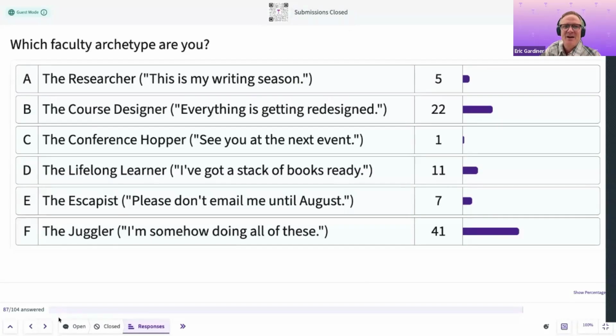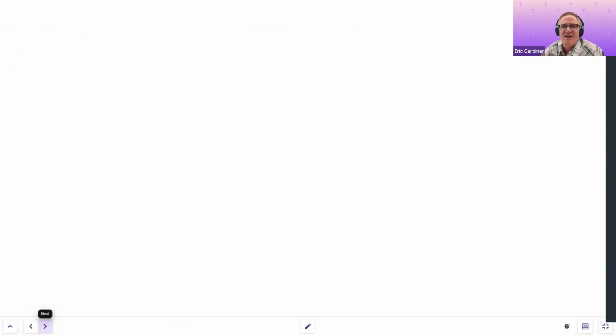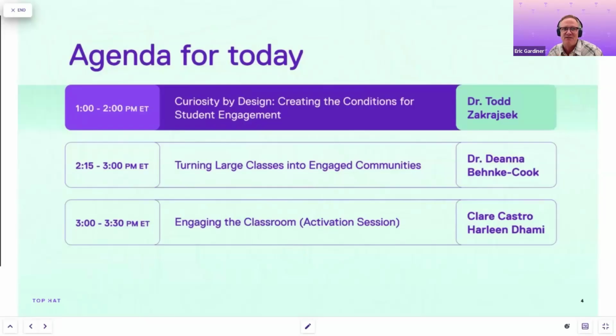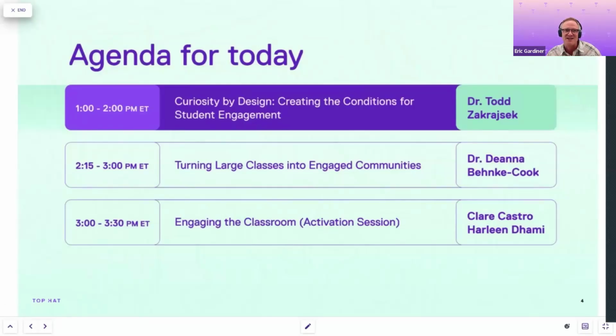Okay. Well, moving right along here. Whatever your faculty archetype, we do have a little something for everyone. So first off, we're going to hear from Todd Zakrajsek. He's here to discuss how we can design for curiosity and lay the foundation for deeper, more meaningful student engagement.